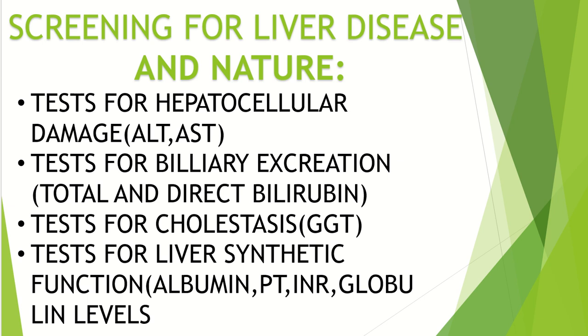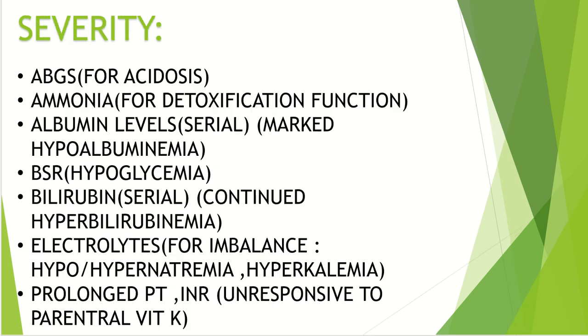Now, once it's established that it is a CLD, we have to find out the severity, and for that purpose we have to do the ABGs first to find out any acidosis. We'll do the ammonia levels to find out the detoxification function of the liver, and the albumin levels, which will be serial and will show us marked hypoalbuminemia. Then the BSR, which will show hypoglycemia in CLD, bilirubin levels, which will show continued hyperbilirubinemia, and electrolytes for any imbalance like hyponatremia, hyperkalemia, and prolonged PT-INR that is unresponsive to parenteral vitamin K.